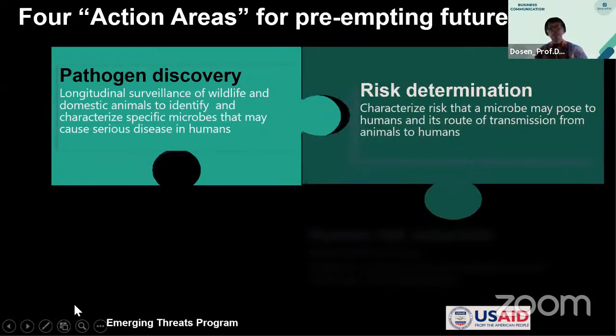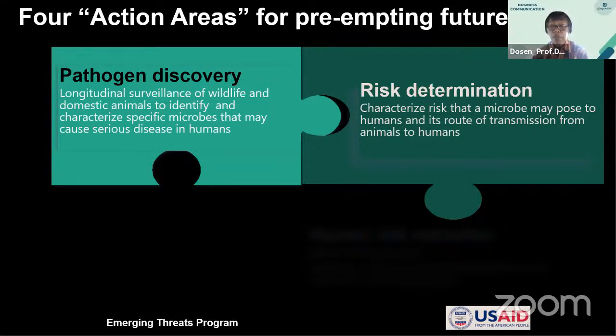And then we can understand the risk determination. We can characterize the risk that a microbe might pose to humans, and its transmission route from animal to human.